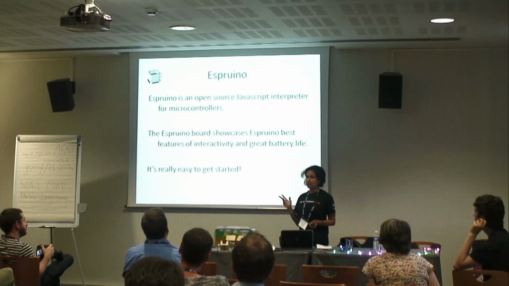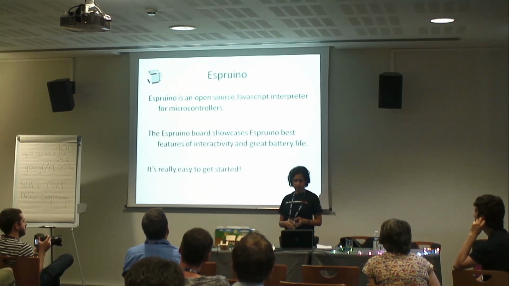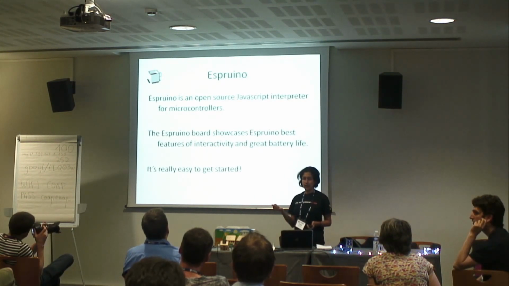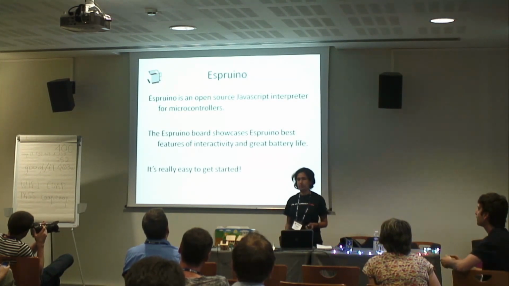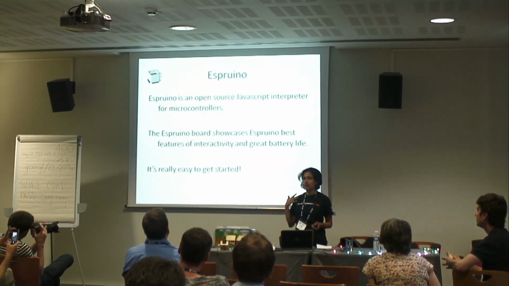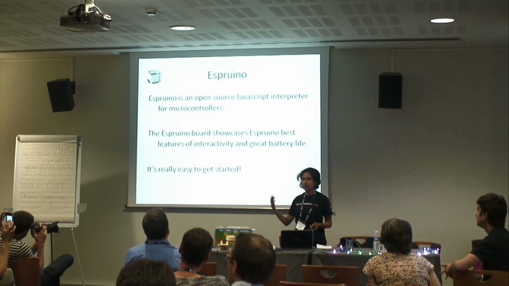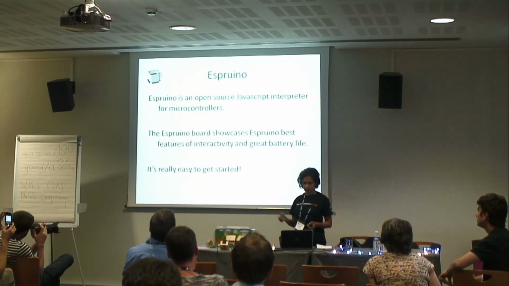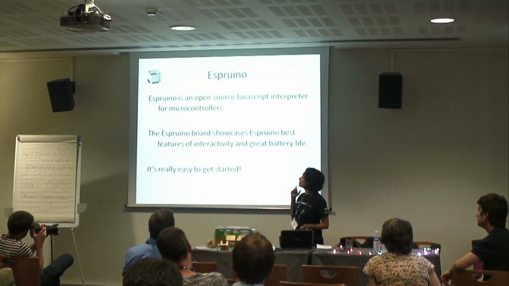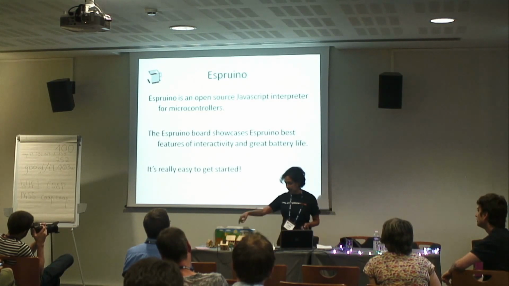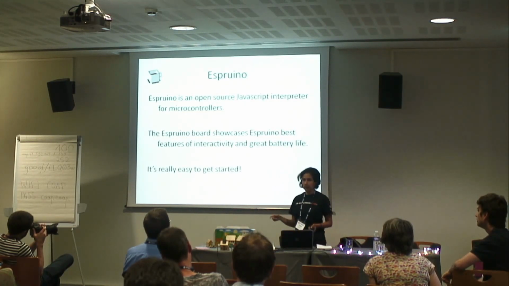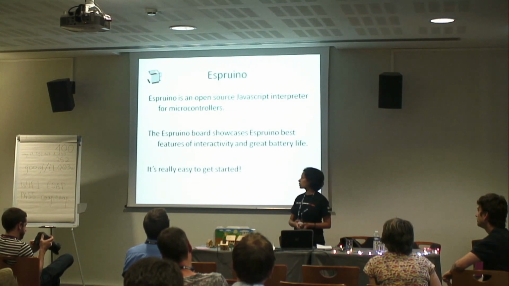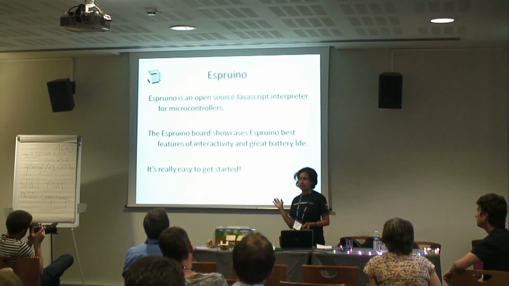Okay, there's just three things I'm going to tell you about Espruino. First of all, Espruino is an open source JavaScript interpreter for microcontrollers. It essentially lets you write JavaScript and interprets it for you into commands for the board. Besides being the software, the interpreter, Espruino is also this little board over here. We call that the Espruino Board, and that showcases Espruino's best features of interactivity and great battery life. And it's really, really easy to get started.